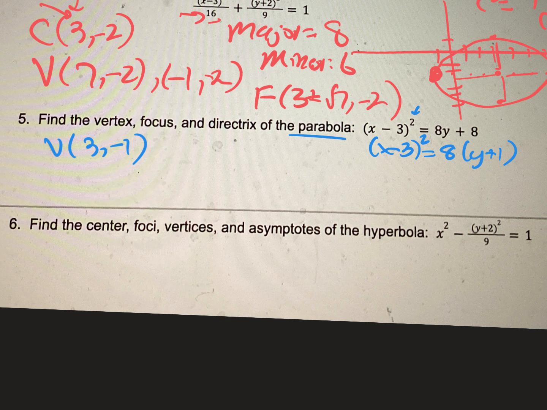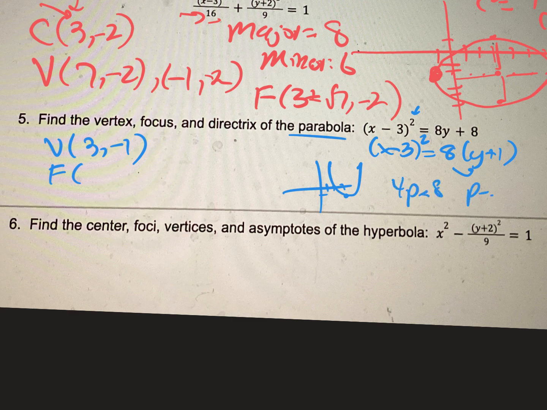A rough sketch would probably help here a little bit. The vertex is 3, negative 1. Because 4p is with the y, it's going to open up or down. And because it's positive, it's opening up. So it means my focus is going to be p away, but it's going to be up inside there.